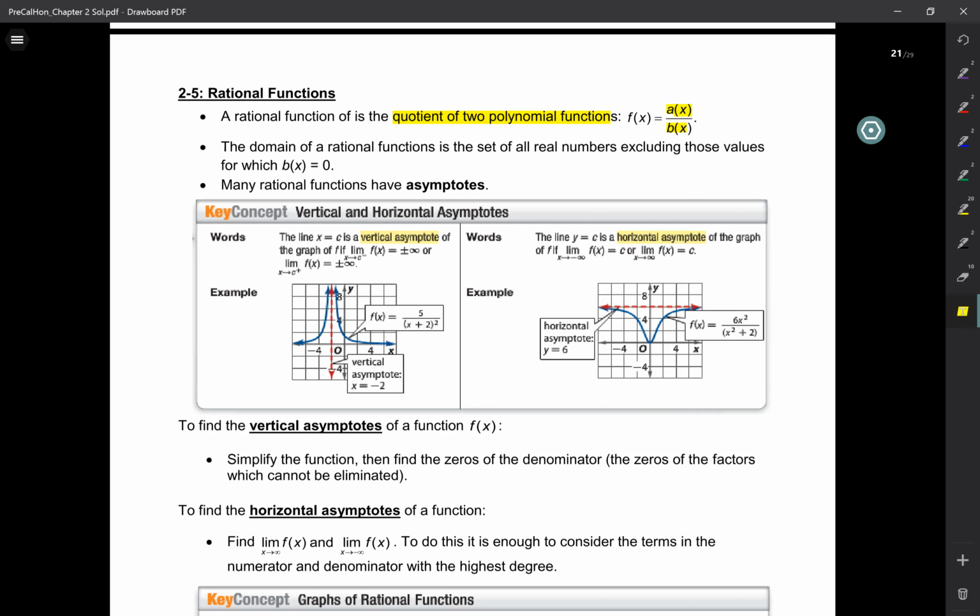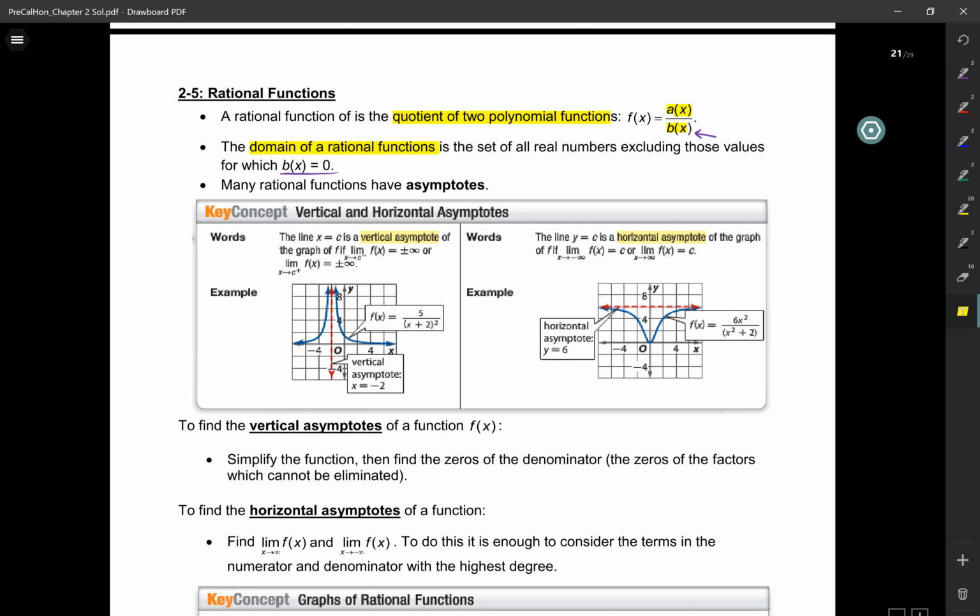So what is the domain of a rational function? Well, we know that when you have a function in the denominator, that function can never equal 0. So the domain is all of the numbers excluding the ones where b of x is equal to 0.